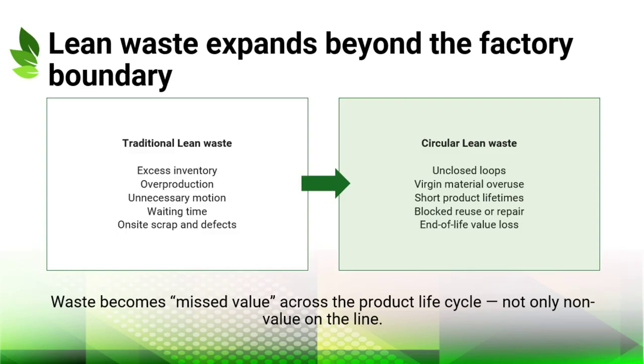The chapter describes waste as a design failure of loops. If a resource flow is not slowed, narrowed, or closed, it becomes waste. This is a powerful reframing because it connects product design, supply chain decisions, and recovery systems with lean thinking. Circular lean therefore expands the improvement boundary beyond the factory floor. Use the comparison to show how circular thinking changes the boundaries of improvement work.